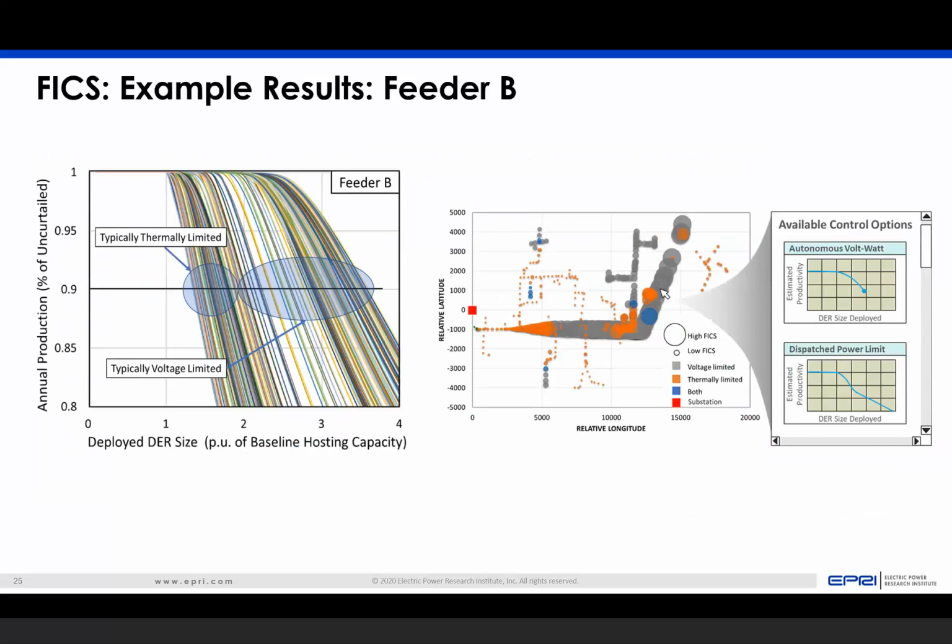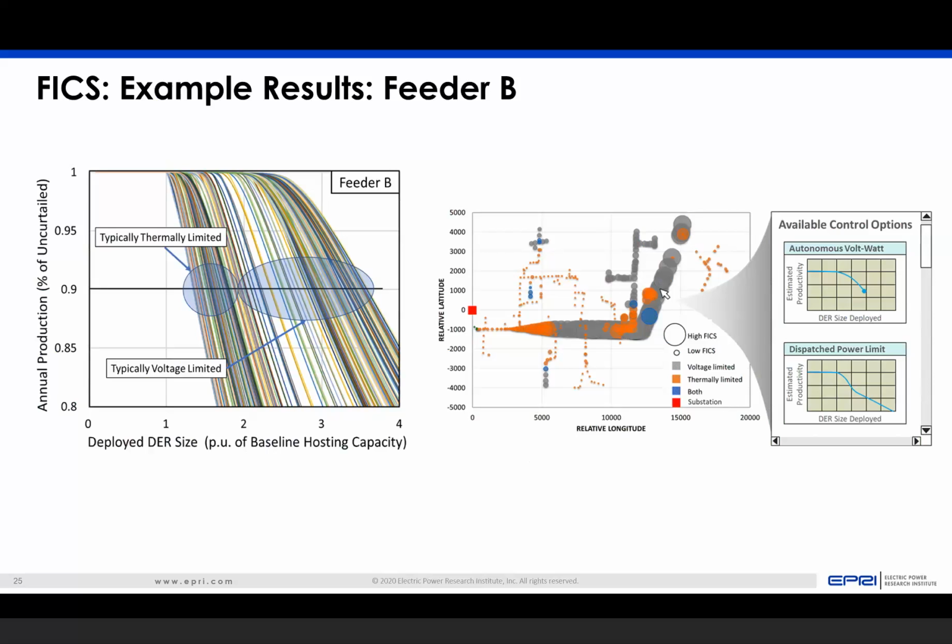As it turns out, when you look at this on a feeder, and this is another example, I think the same feeder that was 2 slides before, typically those locations that are thermally limited are on the left-hand side of the chart on the left. And those that are voltage limited are on the right-hand side. And typically, you get a tight cluster of thermally limited locations. On the right-hand side is an image that shows the feeder, from the substation, which is on the far left at 0.000, to near the end of the feeder.